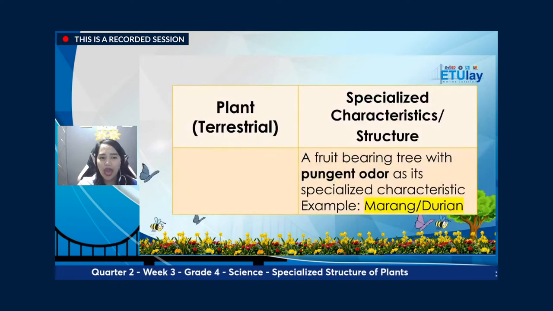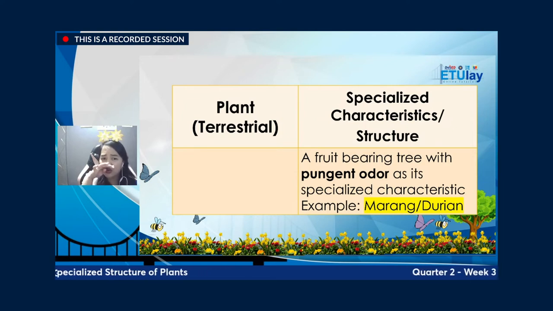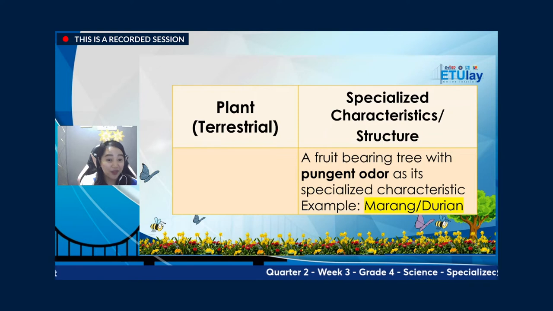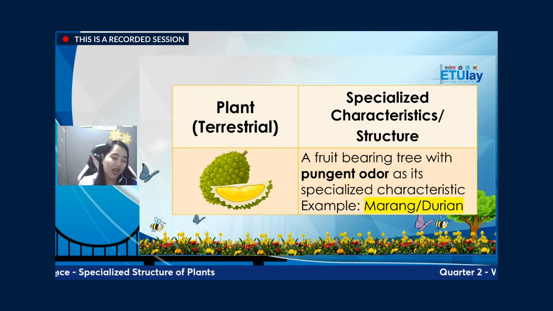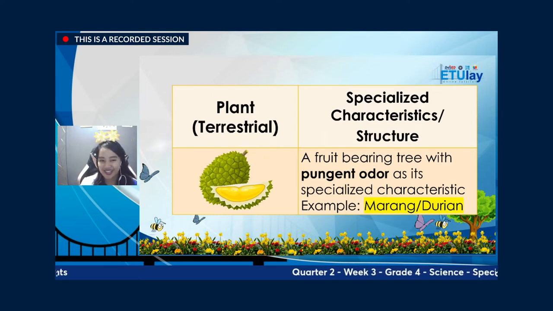Okay, we have here a fruit-bearing tree with a pungent odor as its specialized characteristic. Example of that is, ayan, yung marang o kilala din sa pangalang durian. Di ba medyo ibang kanilang amoy, that serves as its specialized characteristic. Alright? Yan, maraming durian sa Davao, mga bata.